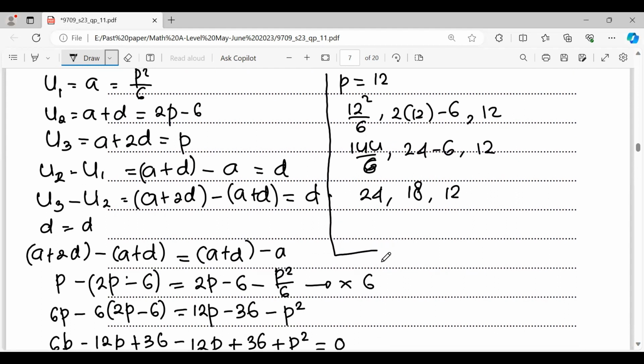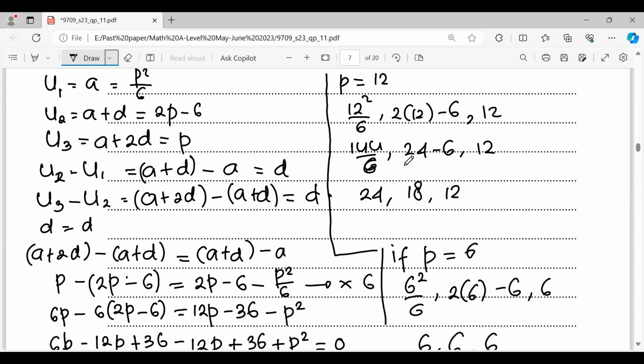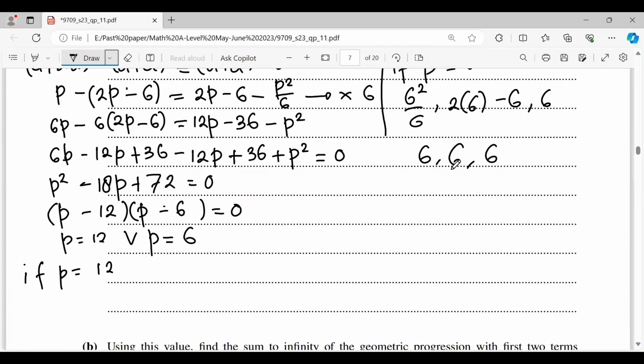Now, how about if P equals 6? For 6, 6 squared over 6, 2 times 6 minus 6, comma 6. It becomes 6, 6, 6. So this is not the solution. The solution is this one. So it means the solution is P equals 12.